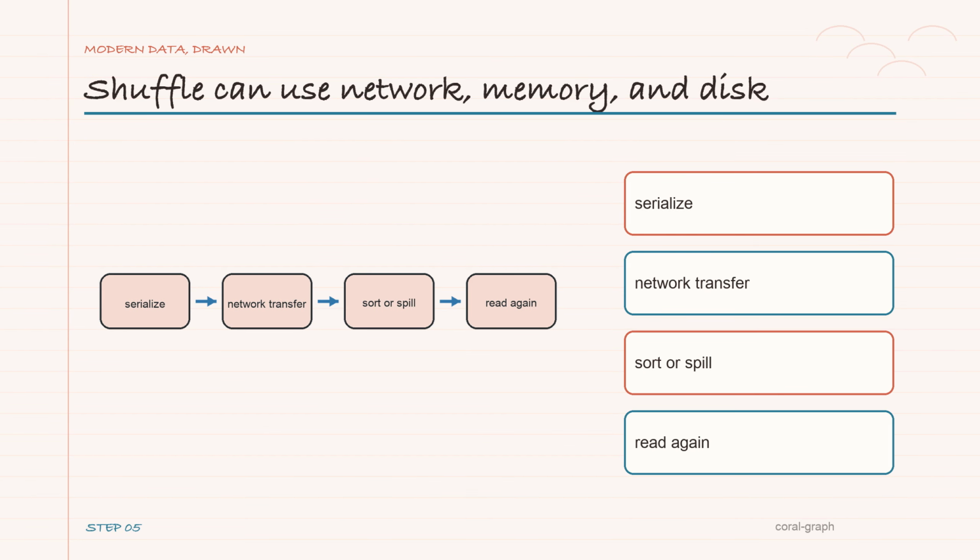With the previous step in place, the next piece becomes easier to see. This is expensive because records may be serialized, transferred, sorted, spilled to disk, and read again. A large shuffle often dominates a Spark job's time. Let us slow that down and make it concrete.